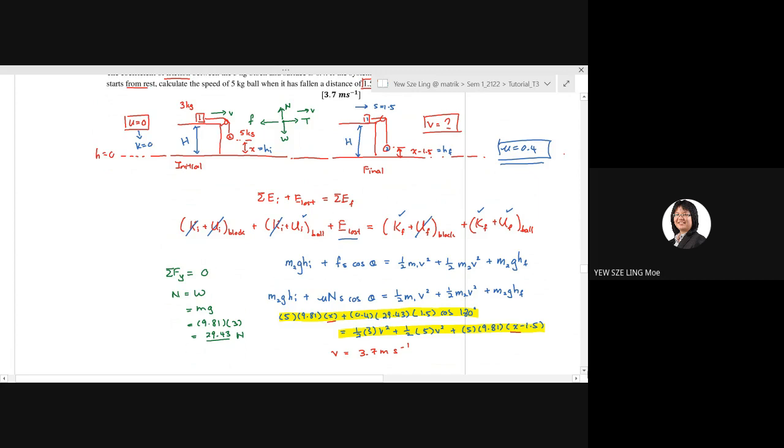This question is not hard if you understand the principle of conservation of energy. The energy we are looking at is not the energy of just one or two objects, but the energy of the whole system. So you try to solve it. If you have any questions, you may ask. If not, I think that's all for today.